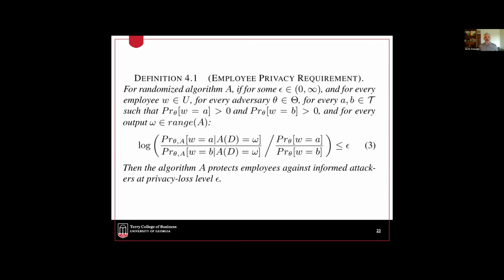Okay, and on the basis of this adversary concept, they define two concepts I'm going to discuss. One is an employee privacy requirement, and the second is an employer privacy requirement. So the employee privacy requirement just says that on the basis of the published data, it should not be possible for the adversary to update the log of the Bayes factor by more than a factor of epsilon in differentiating between whether a worker had characteristics, say, A or B. So this is the privacy guarantee, or the requirement that any mechanism should satisfy to satisfy the privacy requirement.